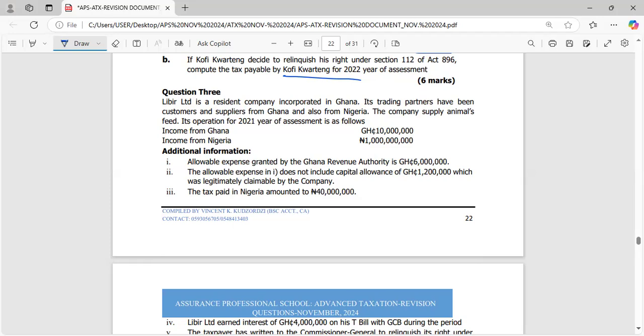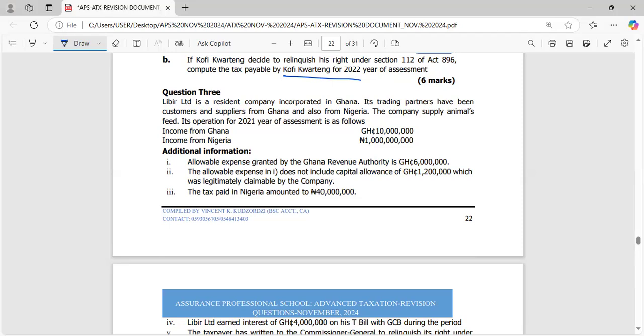Very simple. Libby Limited is a resident company incorporated in Ghana. Its trading partners, customers and suppliers, are from Ghana and also from Nigeria. The company supplies animal feed. Its operations for the 2021 year of assessment are as follows. Income from Ghana, 10 million. Income from Nigeria, 1 billion. So this one, just convert it to Ghana cedis.